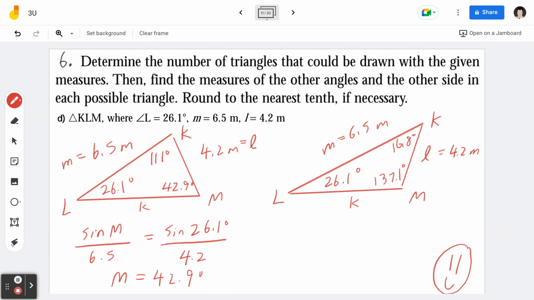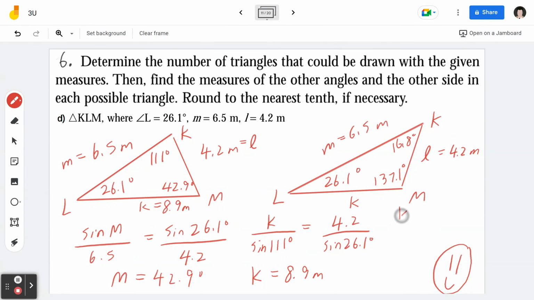To find length K, K divided by sine of 111 degrees equals, again, go back to the original, 4.2 divided by sine of 26.1. If you work it out, 4.2 times sine of 111 divided by sine of 26.1, that's going to be approximately 8.9 meters.